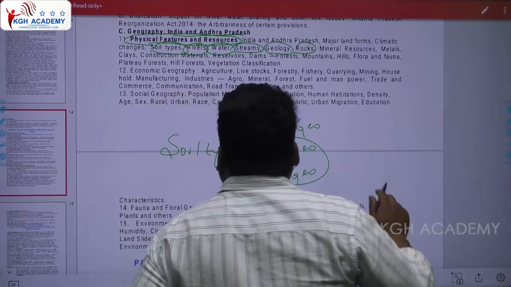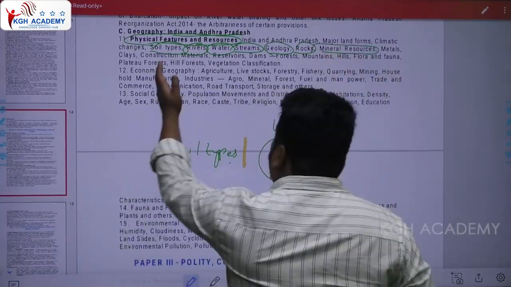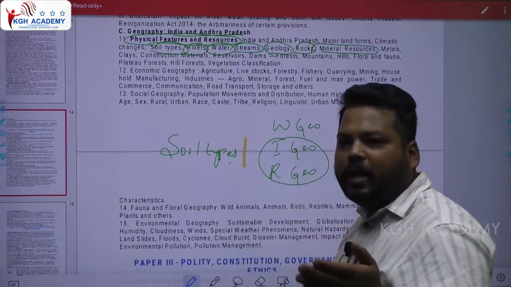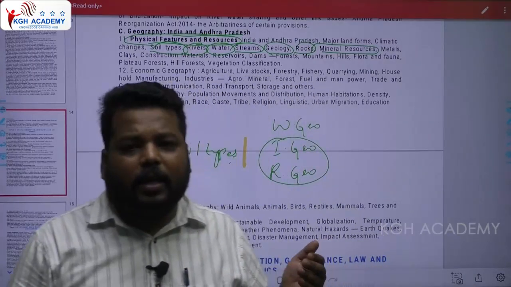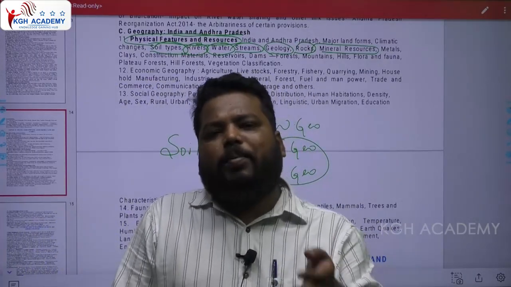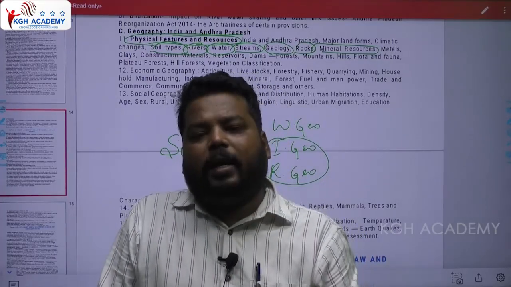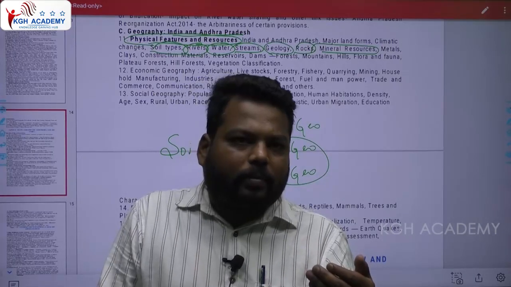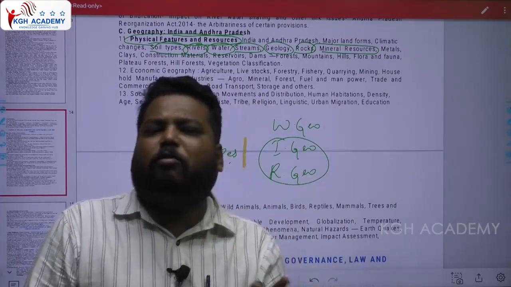Apart from that, if you see the mineral resources, clear? So physical features and resources as it is present. Obviously from mineral resources also there are chances that you would be getting questions. Directly they might ask you a question: explain the iron ore distribution in India, or explain the bauxite reserves of Andhra Pradesh. So they might ask this kind of direct question.